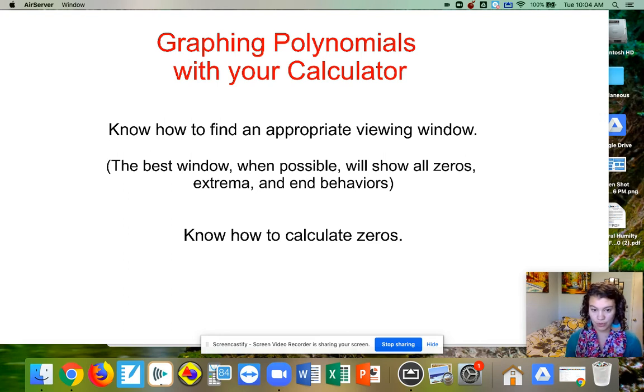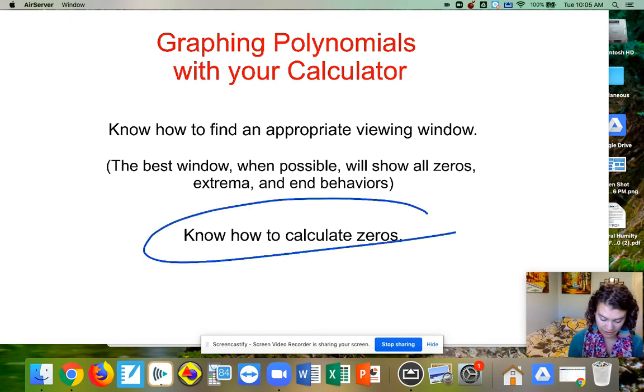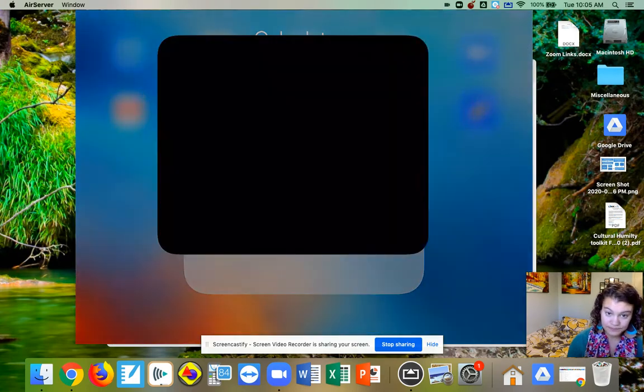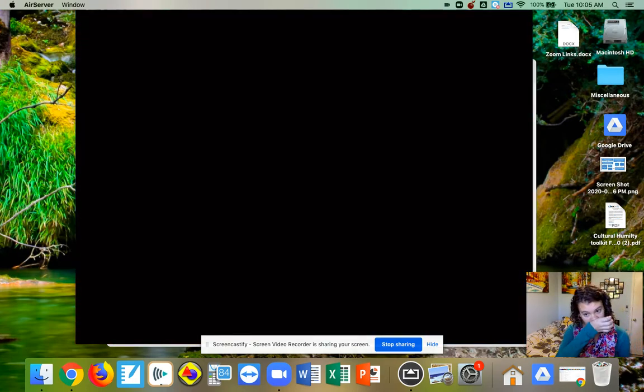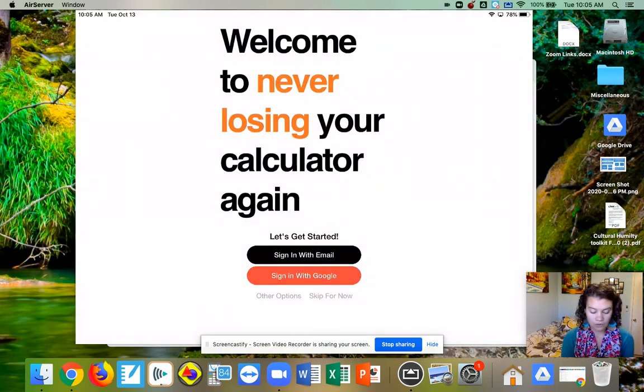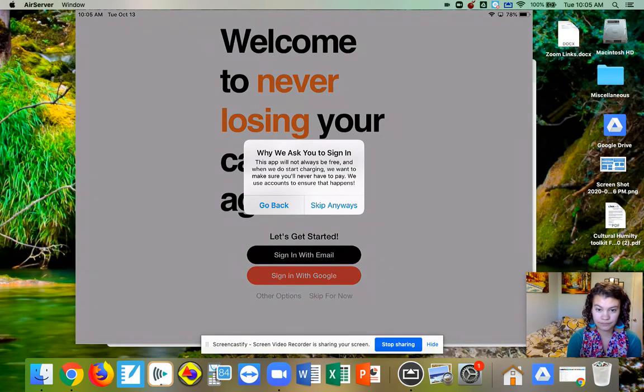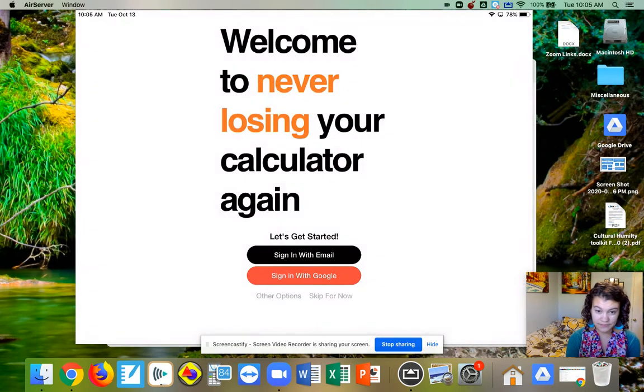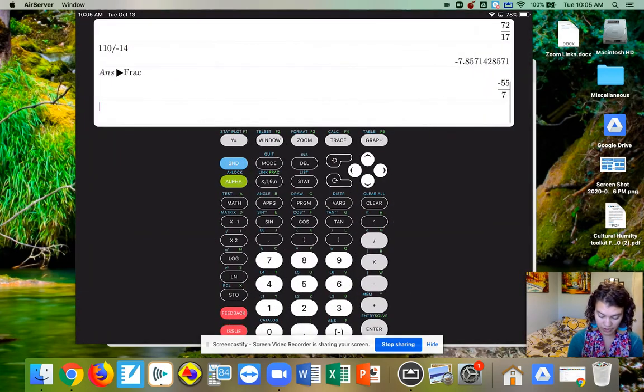So I'll show you, just put it into y equals. And then you want to zoom out to make sure you can see everything. And then you want to calculate the zeros from that. So if I jump over here to my calculator, you can always skip this. Again, this is Calculate 84 if you want a free calculator.